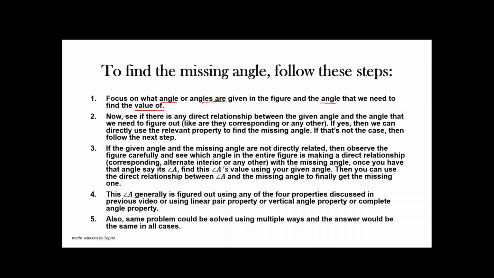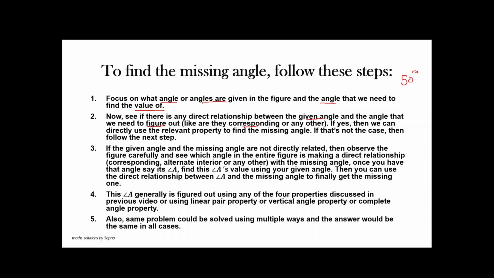After that, we need to see if there is any direct relationship between the given angle. Suppose the given angle was 50 degrees. Now you need to see, is there any direct relationship between this 50 degrees which was given to you and the angle that we need to figure out? What I mean by direct relationship: are they corresponding? Are they alternate interior? Are they alternate exterior? Are they co-interior? Any property that we learnt in the previous video, right?